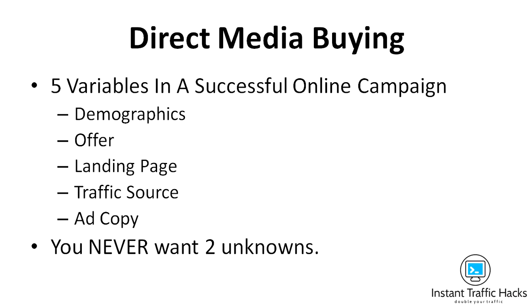And then the last element is the ad copy. What is it that's getting that person to click and go to the website and see what's next? So those are the 5 variables that are very, very important. I highly recommend you write those things out as you go through this process with me, because when you go and find your competitors' sites, I want to be able to see what are the demographics, where's the offer, what's the landing page, what's the traffic source, what's the ad copy.